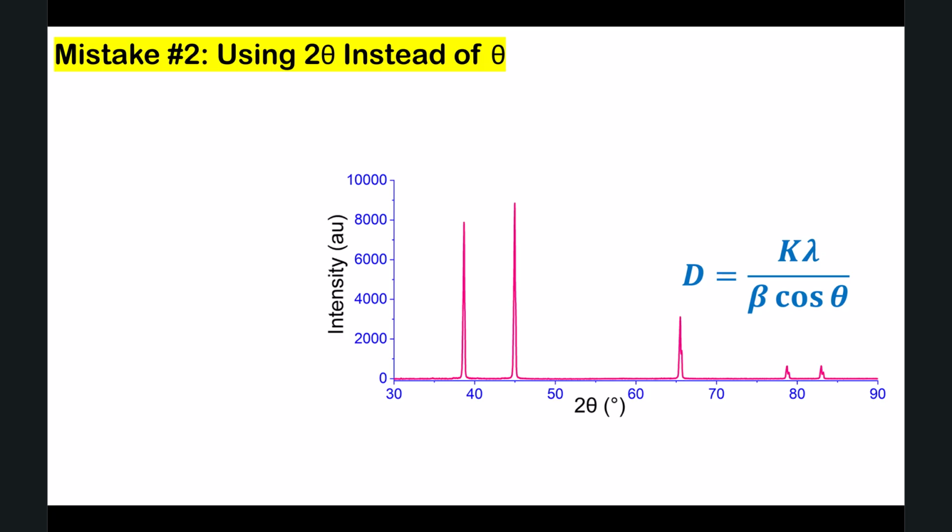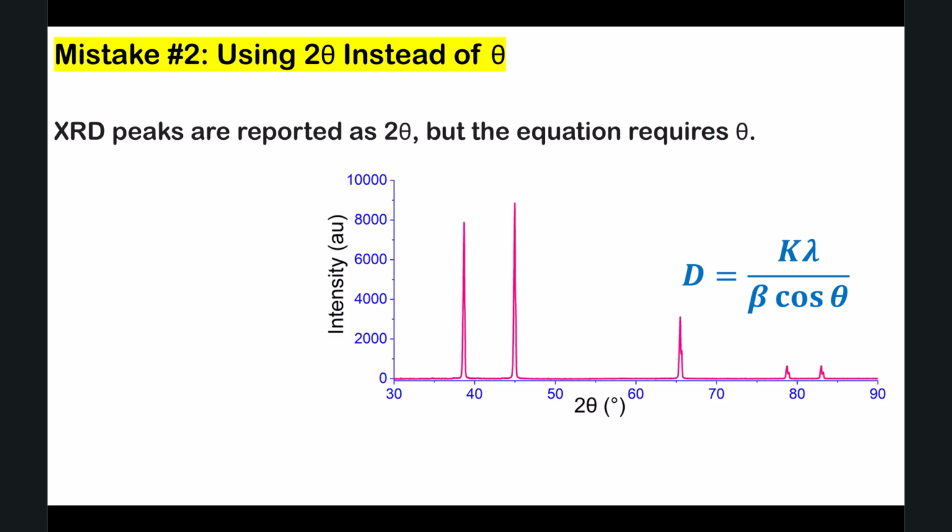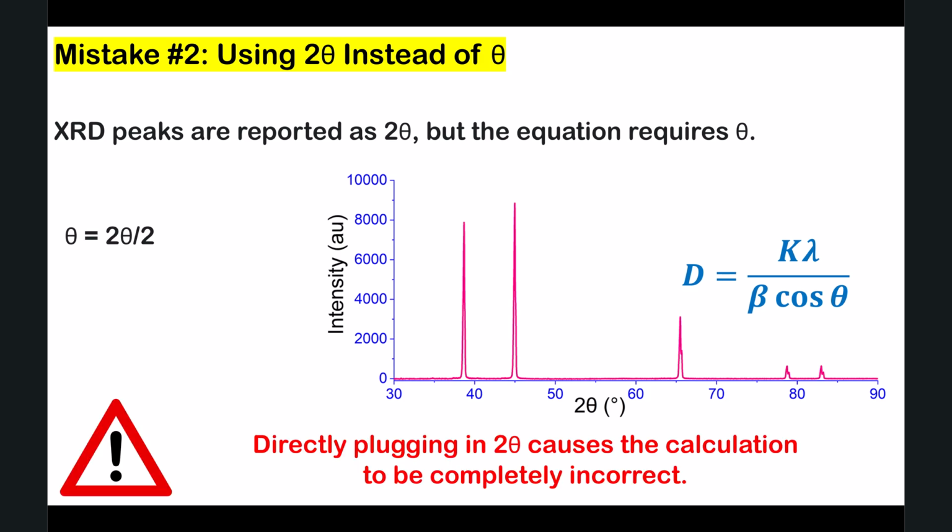Here is another very common mistake. XRD patterns are plotted in 2 theta, but the Scherrer equation uses theta, so what should you do? Simply divide the value by 2. If you directly plug in 2 theta, your calculation will be completely incorrect.